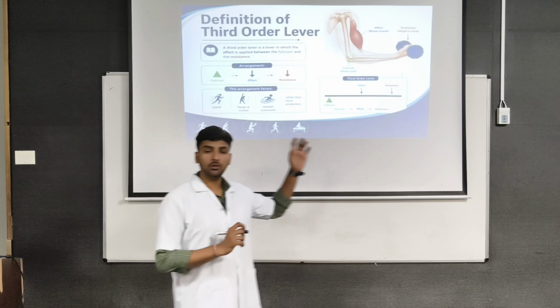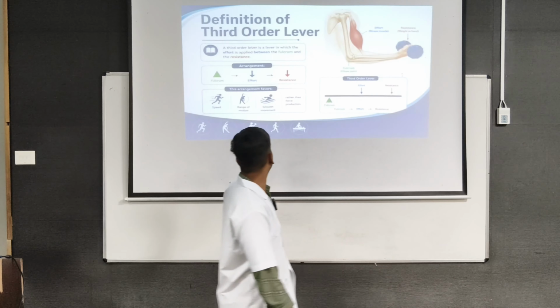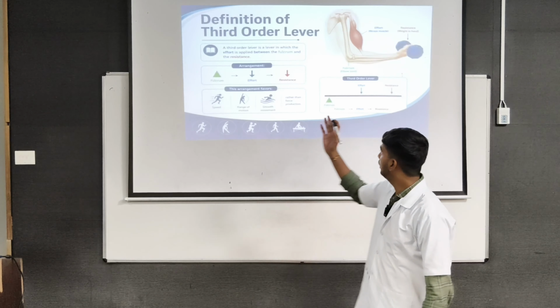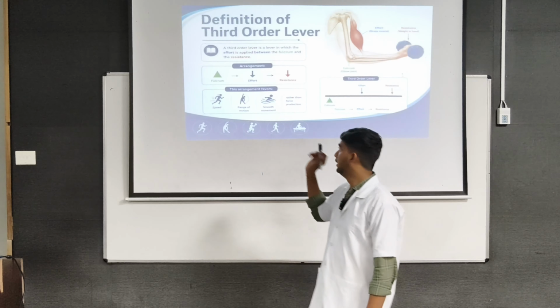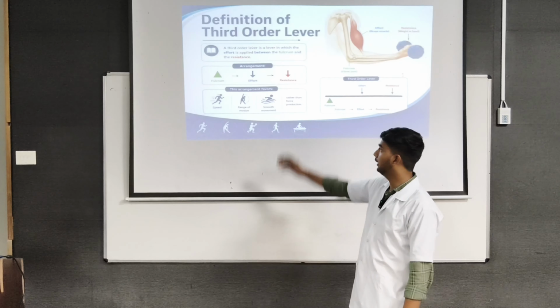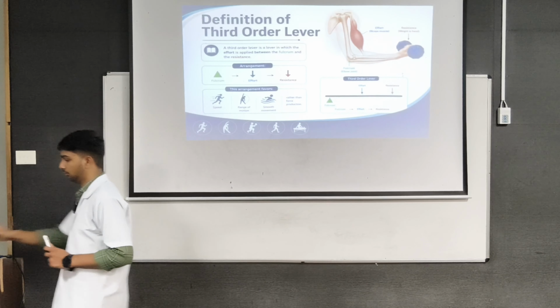Now let's start with the definition of third order lever. We are going to focus on the third order lever. So as we saw in the previous slide, the third order lever is one in which the effort is applied between the fulcrum and resistance. So it will help in greater speed, range of motion and smooth movement rather than force production.